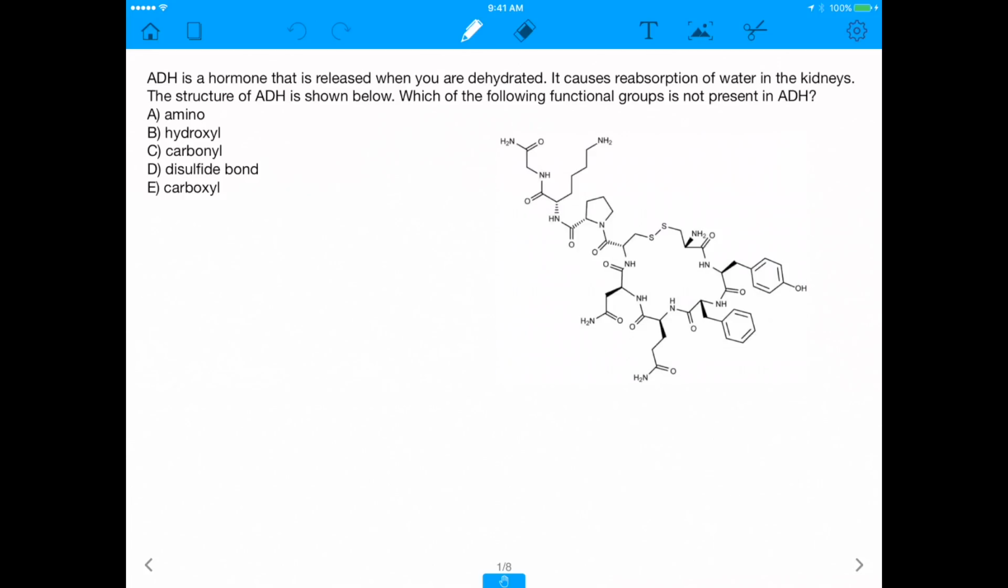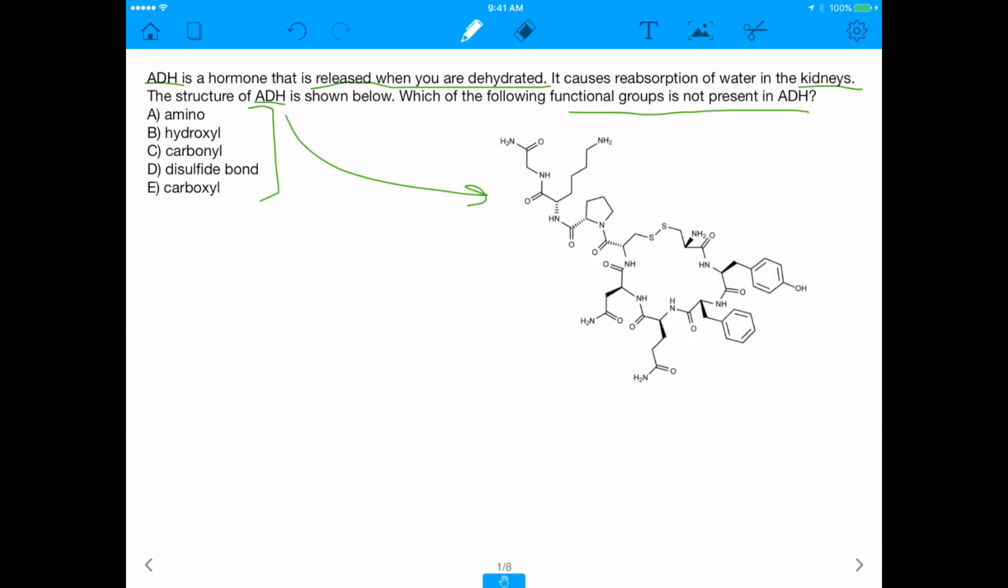Today's question is actually similar to a previous question we've had, but it's a lot more application-based, so we'll get straight into it. It says ADH is a hormone that is released when you are dehydrated. It causes reabsorption of water in the kidneys. The structure of ADH is shown below, right here. Which of the following functional groups is not present in ADH? And then we have 5 answer choices.